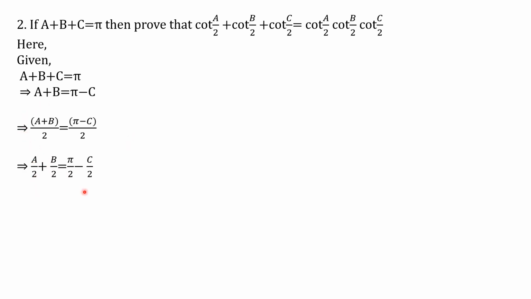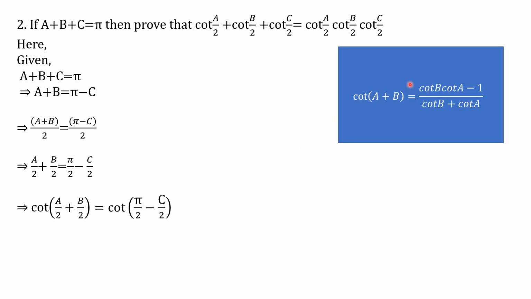Then we will split the LCM. After splitting LCM, since we need the answer in terms of cot, so we will operate cot on both the sides. After operating cot on both the sides, we must recall one formula. We have learned that cot a plus b is equal to cot b into cot a minus 1 over cot b plus cot a. So this formula or this concept will apply in this part.